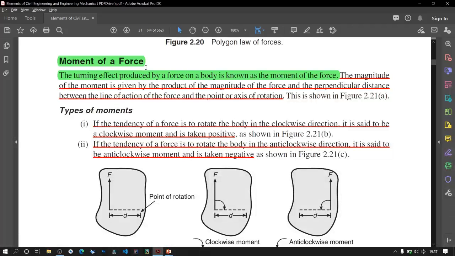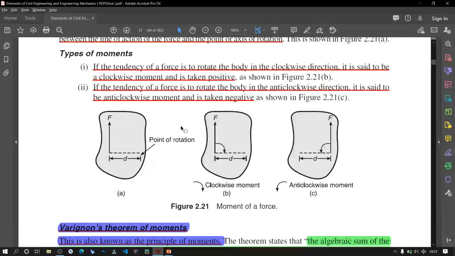The moment of force. So what is the moment of force? This is the point of action. If the diagram is drawn, this is the origin. This is the force.